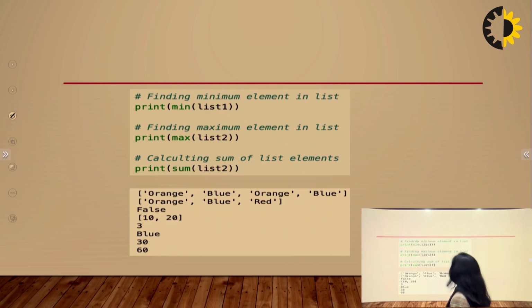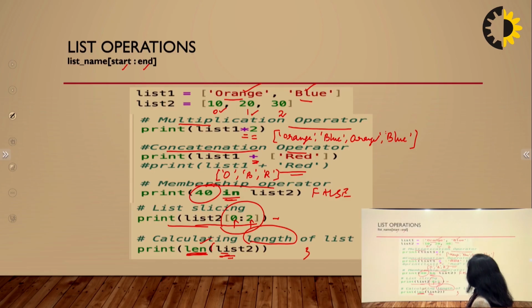These are the outputs that I just mentioned. For the list slicing, as I told, I haven't written it here. Let me write it. It's 10 and 20.